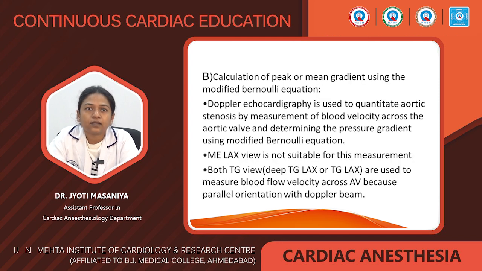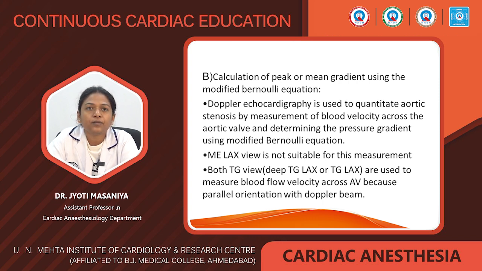Another method, or second method, for determination of aortic stenosis severity is calculation of the peak or mean gradient using the modified Bernoulli equation. Doppler echocardiography is used to quantitate aortic stenosis by measurement of blood velocity across the aortic valve and determining the pressure gradient using the modified Bernoulli equation.